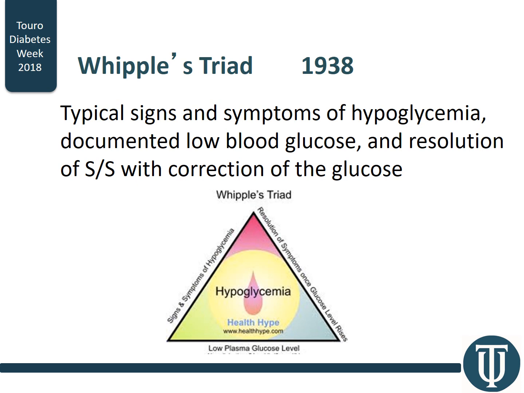Hypoglycemia is best defined by Whipple's triad, which is typical signs and symptoms of hypoglycemia, with a documented low blood glucose, and then those signs and symptoms resolve with the correction of the blood glucose. I know that sounds circular, but it's quite important because there are many things outside of hypoglycemia that can cause the signs and symptoms of hypoglycemia. And so we want to make sure that we're being specific with our diagnosis.